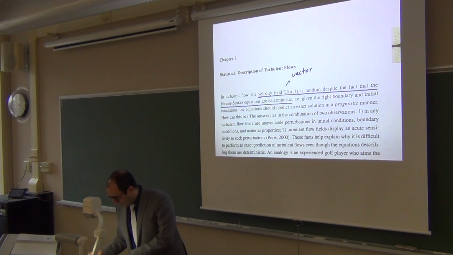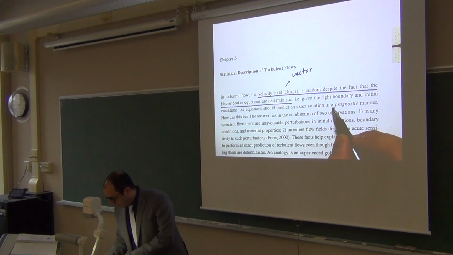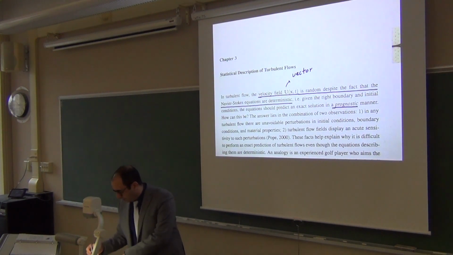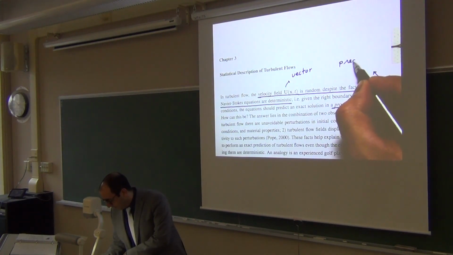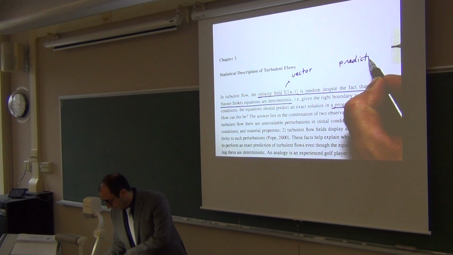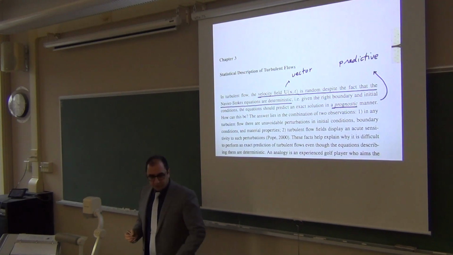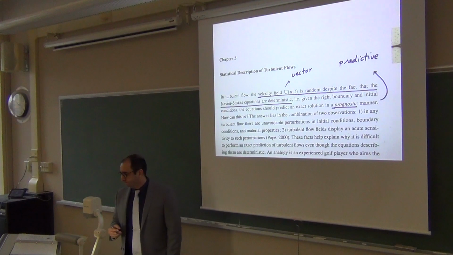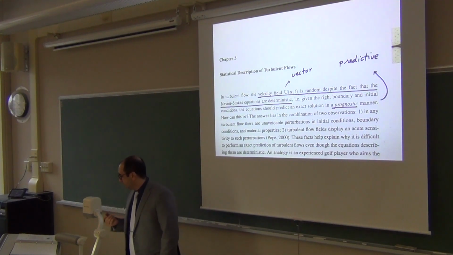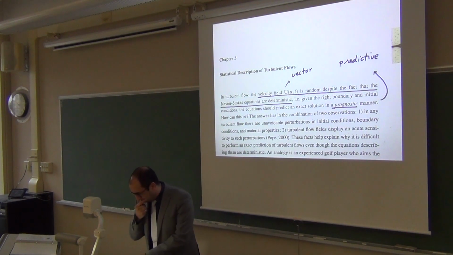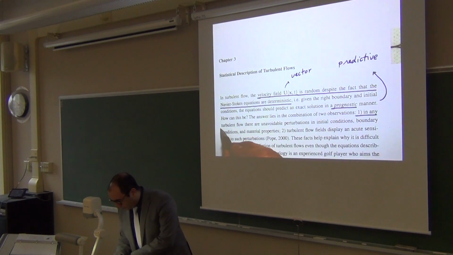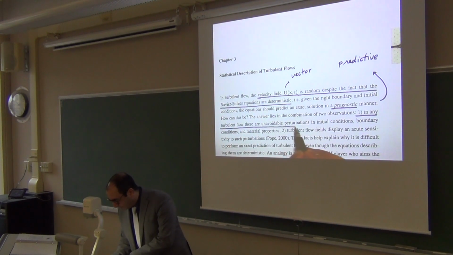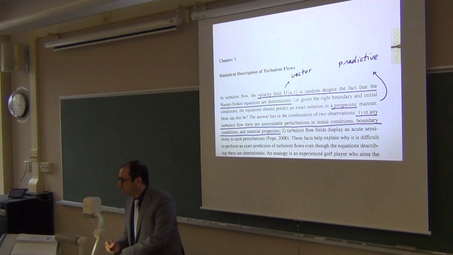In other words, if Navier-Stokes equations are prognostic, in a sense that they are developed to be predictive, I mean, we develop the Navier-Stokes equations to make some prediction. But we can't. The question is why? Here's the answer. In any turbulent flow, there are unavoidable perturbations in initial conditions, boundary conditions, and material properties.